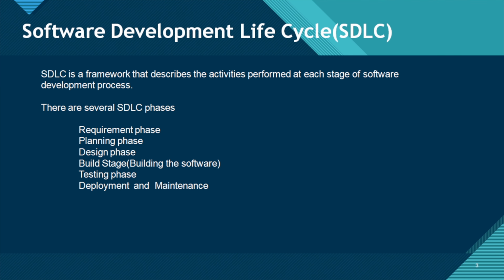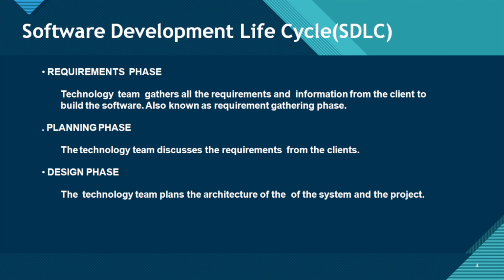And the main chapter is software development life cycle. So here it is a framework that describes the activities performed at each stage of the software development process. There are several SDLC phases like requirement phase, planning phase, design phase, build stage, which is also building the software, testing phase, deployment and maintenance. So we will discuss each phase.